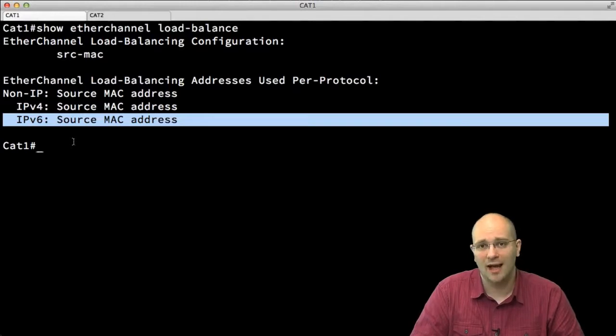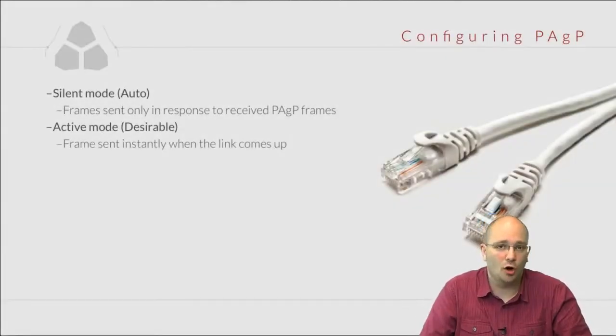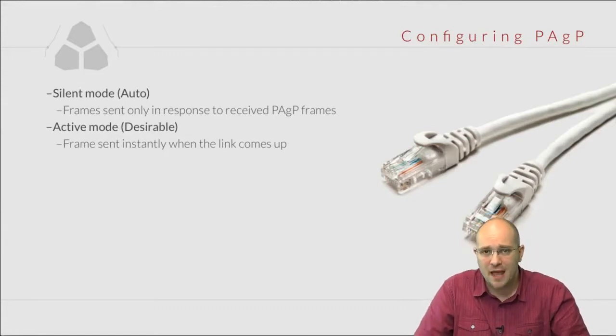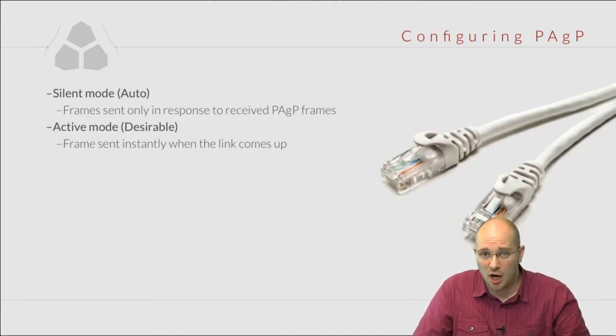Let's take a look at PAgP. Just a quick reminder of the two PAgP modes. PAgP operates in a silent mode called auto mode, where the negotiation frames are not sent by default, and they are only sent in response to received PAgP frames. In desirable mode, PAgP frames are sent as soon as the link comes up.